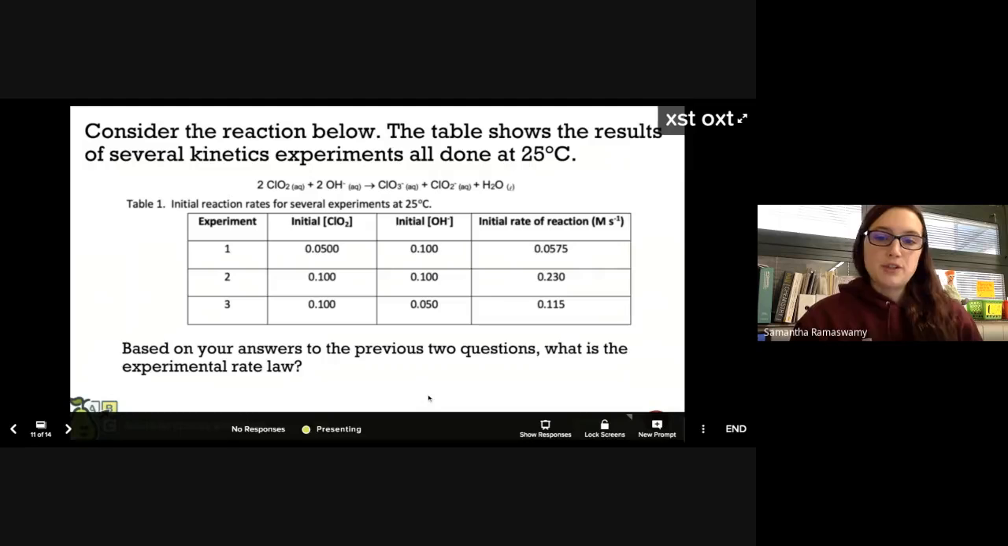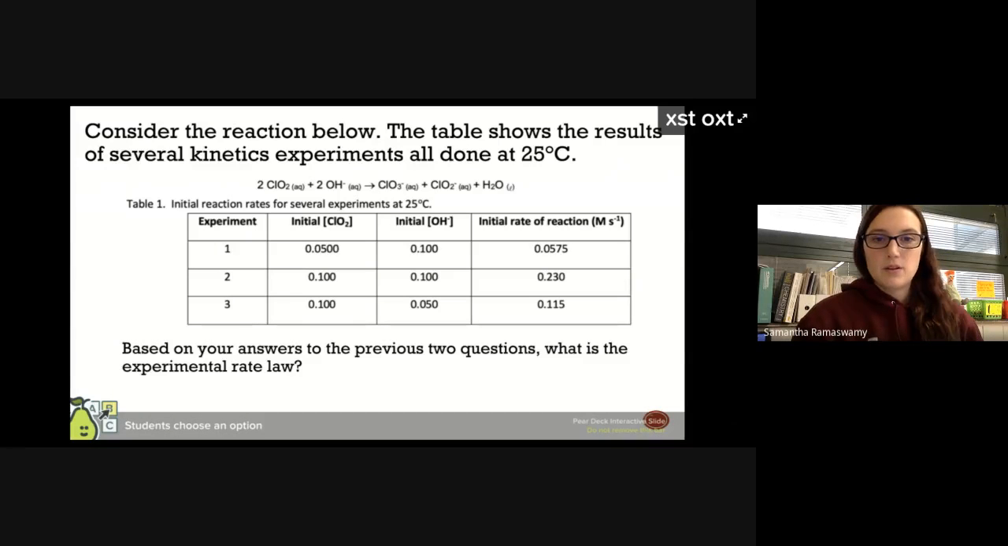So based on your answers to the previous 2 questions, what is the experimental rate law? So just a reminder, we said ClO2 is second order, OH minus is first order. So what is the experimental rate law? This is using the method of initial rates, meaning that we have to determine the order using the data, and then we can write the rate law.